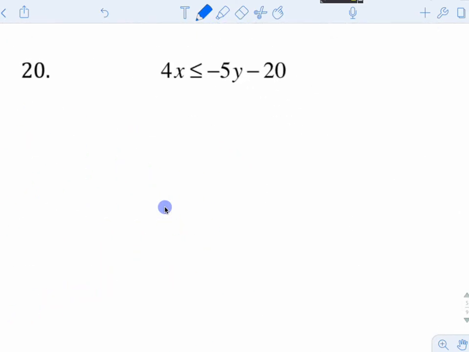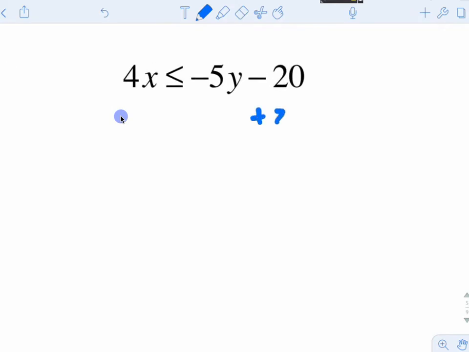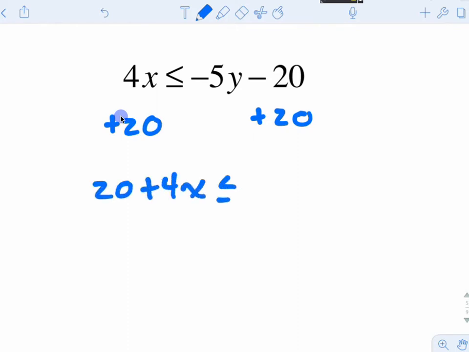Oh, now we've got a linear inequality. Okay, so watch out. Inequality here. First things first, I like to solve and graph these inequalities by isolating our y variable. So let's start by doing that. So I'm going to isolate y by adding 20 to both sides. We have 20 plus 4x is less than or equal to -5y. We're going to divide both sides of this inequality by -5.